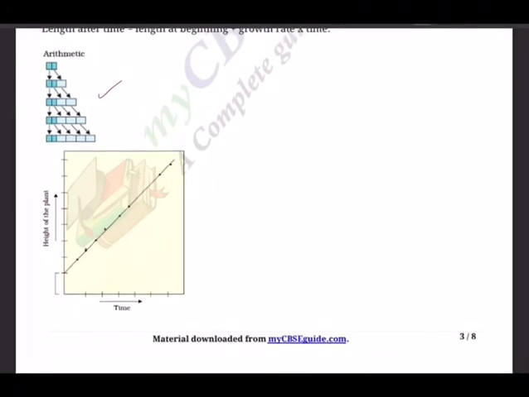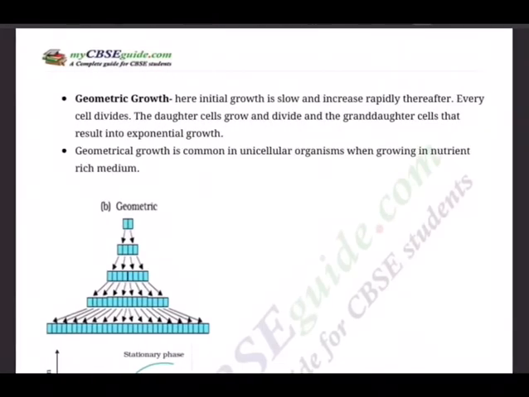So arithmetically the growth can be in this fashion, and then you can see there is a sudden spurt of growth in the graphical representation that we are doing. So within no time the growth is taking place among the plants. The geometric growth here, initial growth is slow, as you are seeing here, 1 or 2 cells, increase rapidly thereafter. Look at that. Every cell divides. The daughter cells grow and divide, and the granddaughter cells, that results in exponential growth.